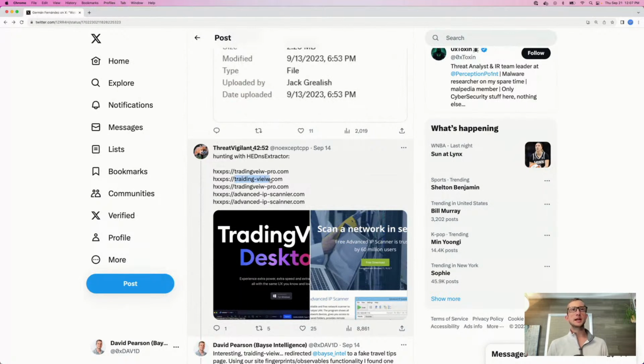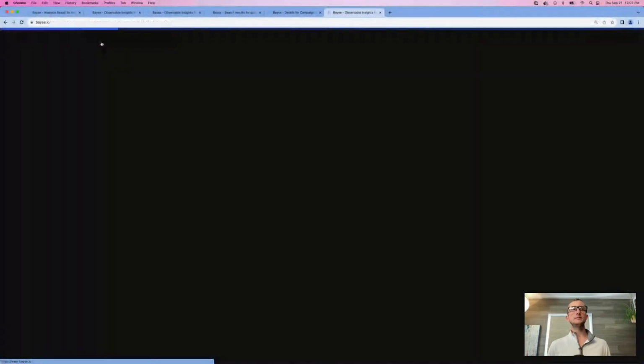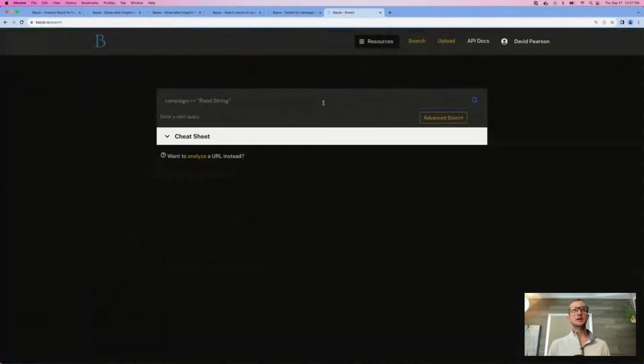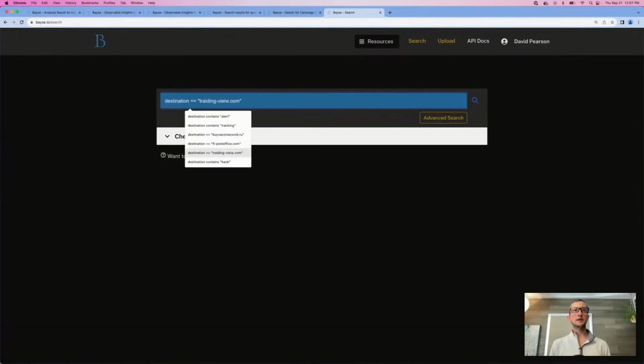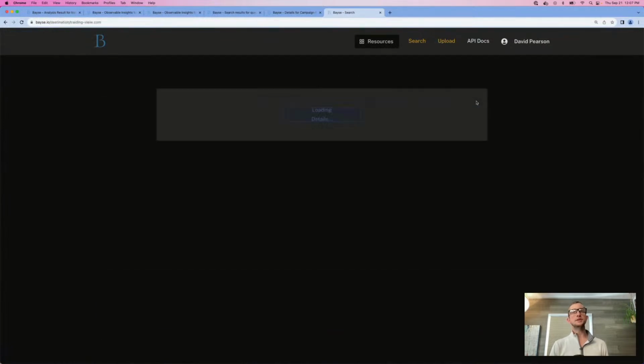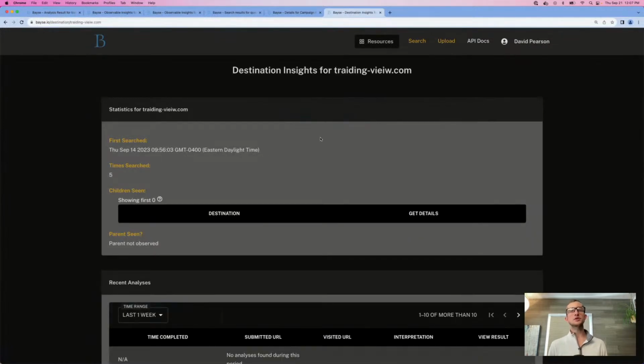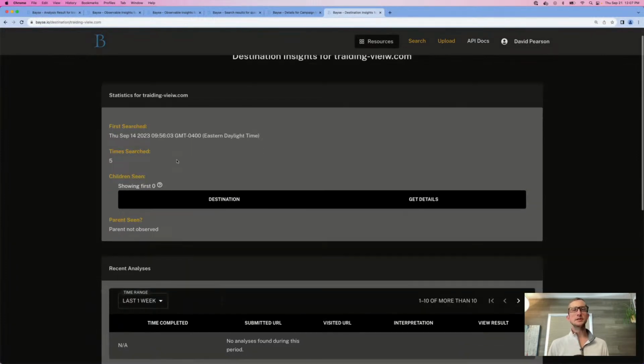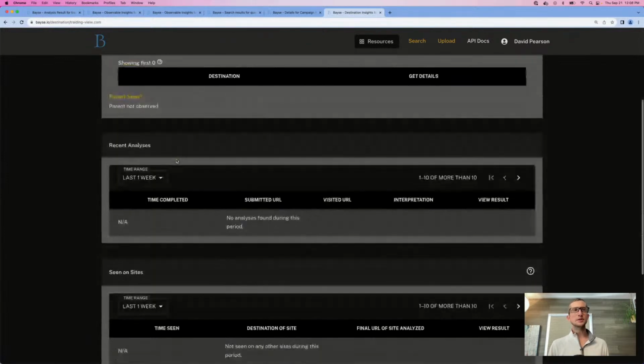What we're going to do is take this tradingview.com example and pivot over to Base. We're just going to search for it because it's almost certainly down by this point. I happen to have it handy here, so I'm going to search for that. We're going to see when it was first seen, when it was first searched, et cetera. You can see first searched a week ago, which is roughly when I think this Twitter thread went up. And what we have here is, what else did we see?